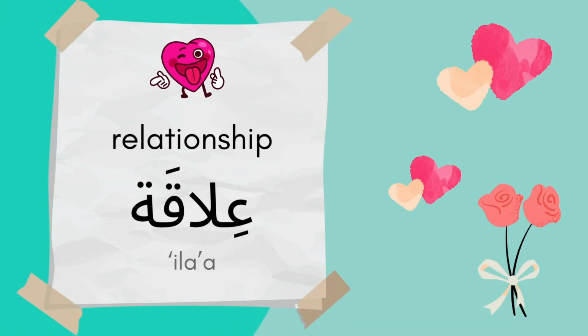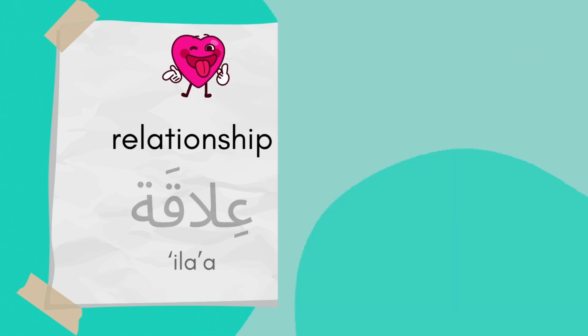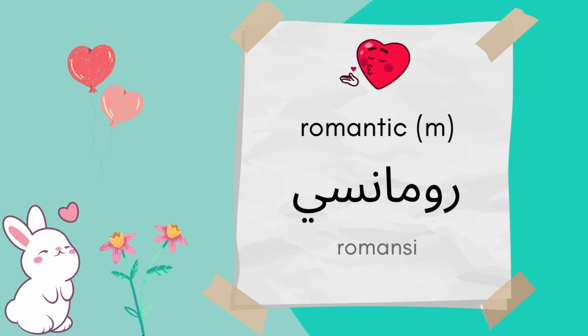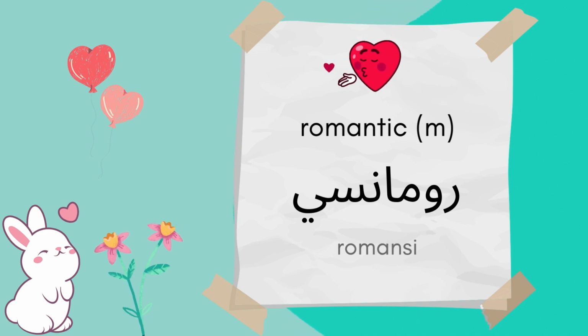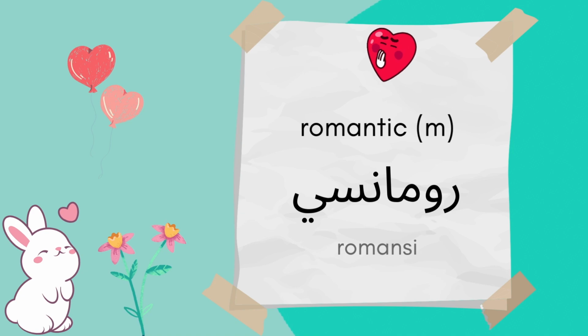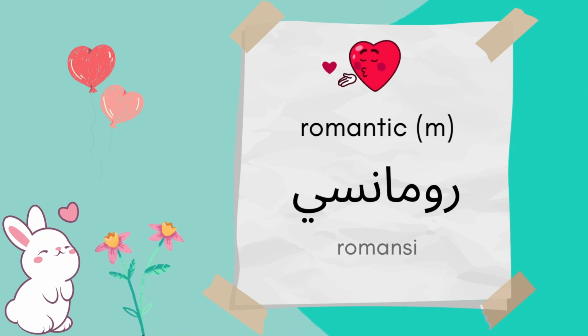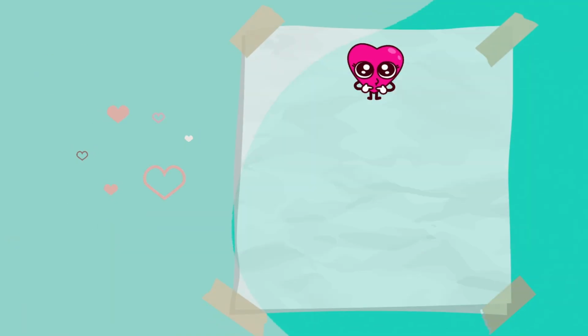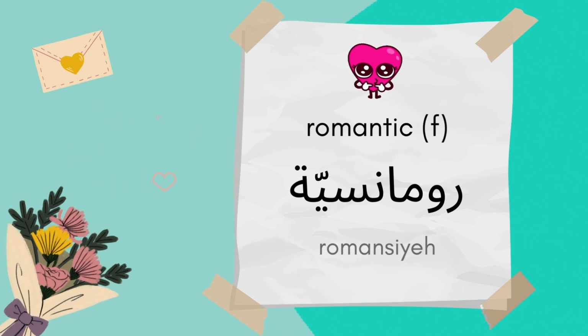Relationship. Ila'a. This is for romantic and non-romantic relationships. Now, romantic as an adjective, the masculine form is romansi. The feminine version is romansiye.